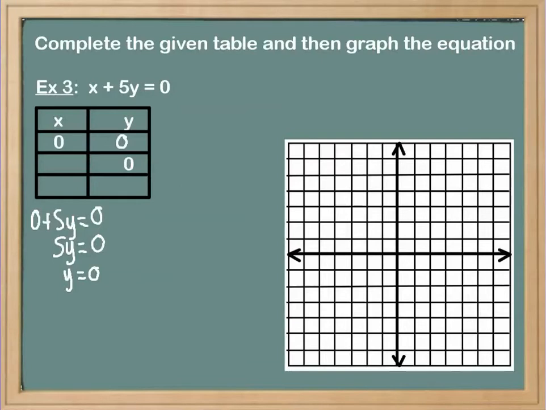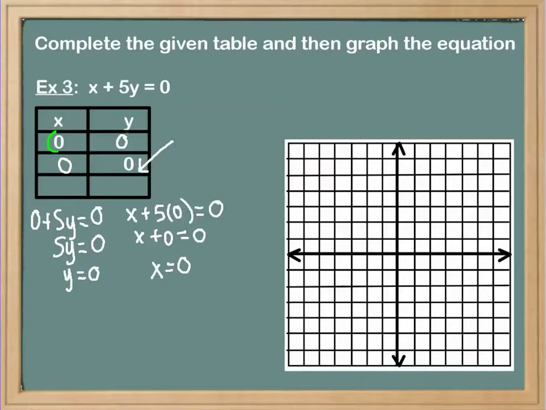Well, now let's plug in this y value of 0. So I'm going to plug a 0 in for y and solve for x. I get x plus 5 times 0 is 0. 5 times 0 is 0. So I get x plus 0 is 0. And x plus 0 is just x. So x is 0.